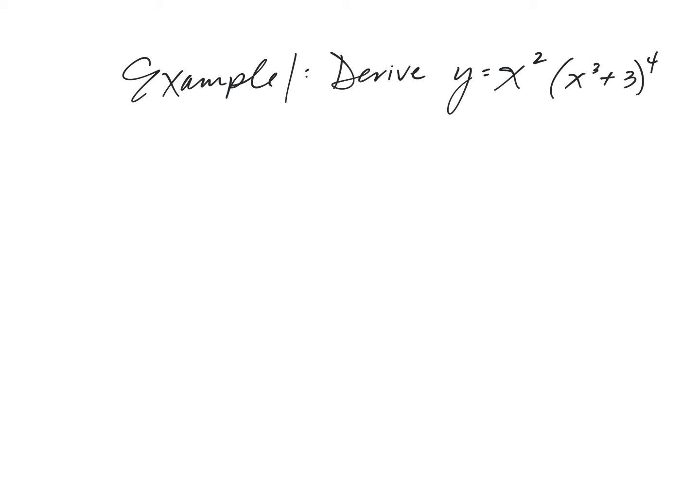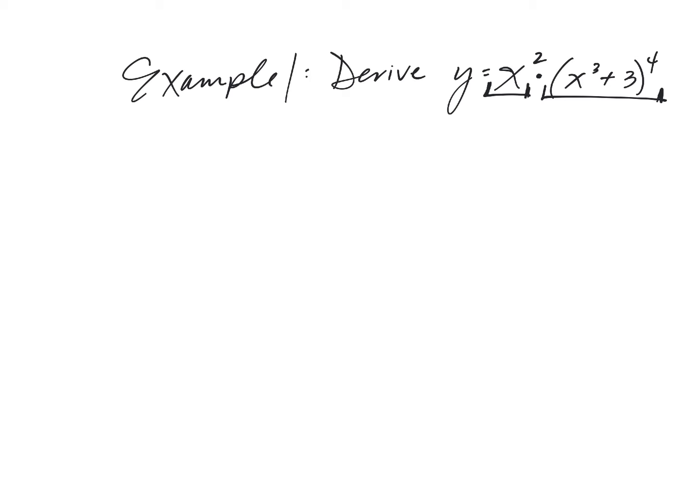So notice that this is a product rule problem, and I know that because I can see two very distinct quantities that both contain x. So it's two functions being multiplied together. Now, the first thing we want to identify is what those two functions are.